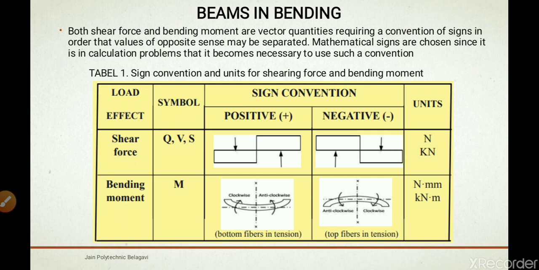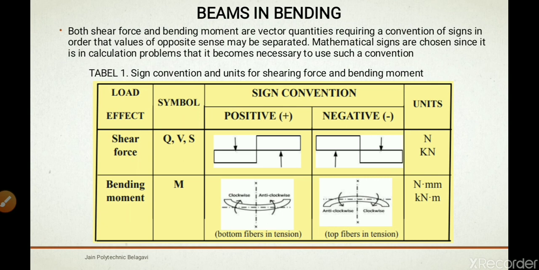So here is one table which is showing us the load effects, shear force and bending moment. Symbol for shear force is used as Q, V or S. For bending moment it is M. A few people use positive signs in the positive column, which is shown for shear force. These signs are used, and some people go for the reverse of it. It is one's own choice to make for understanding positive and negative shear forces and positive and negative bending moments.